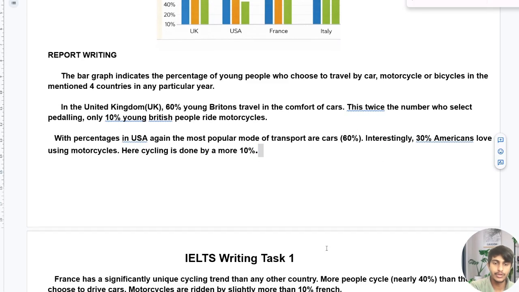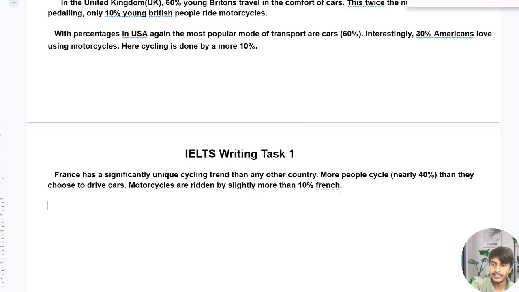Now we move to body paragraph 4 for Italy. In Italy, it can be labeled as a car country.